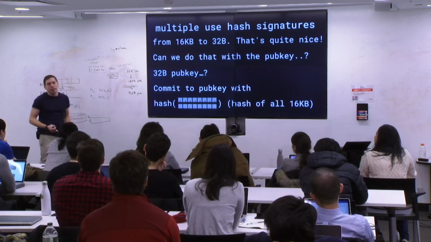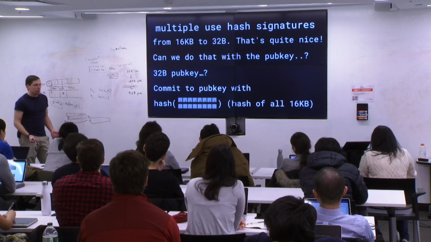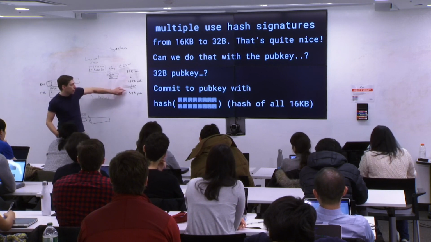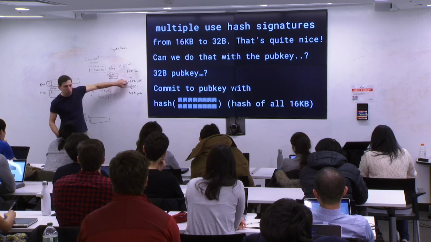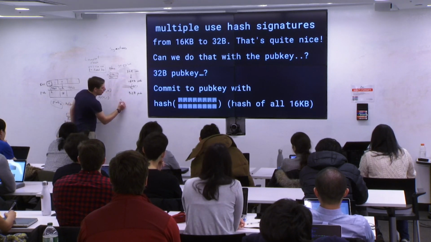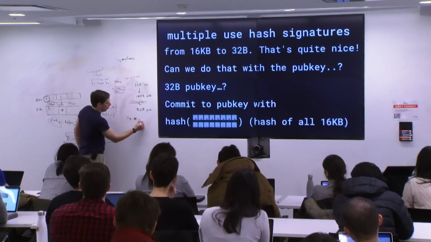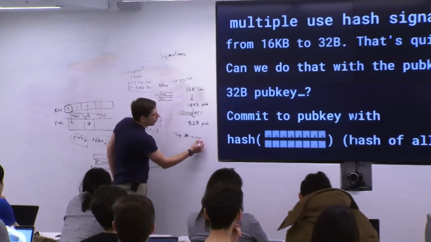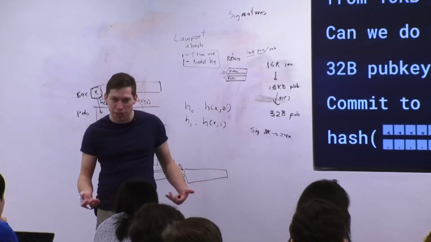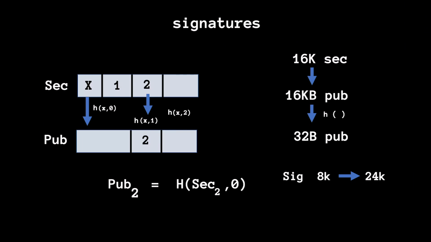However, when I sign, I need to provide the whole public key. In order for you to verify, I need to provide this whole original version of the pub key when I sign. So now my signature goes from 8K to 24K. So I haven't really made it more efficient, right? The total thing with public keys and signatures stays the same size, actually slightly larger.